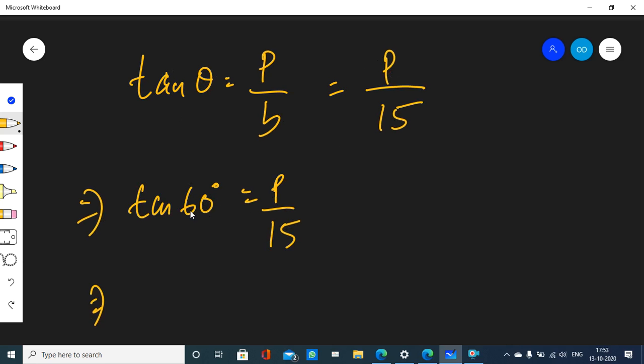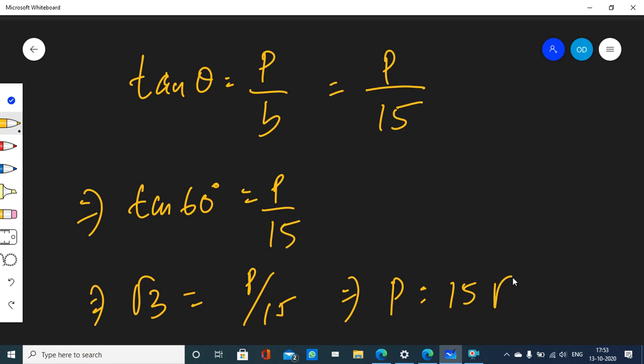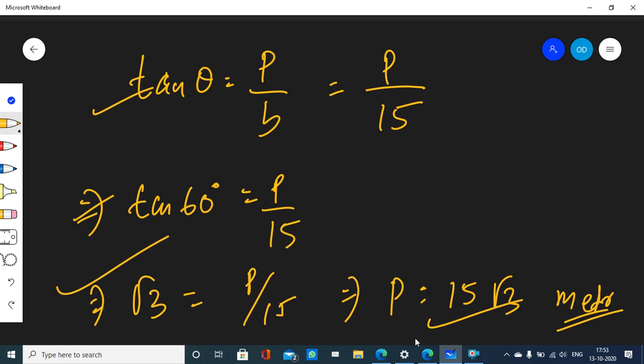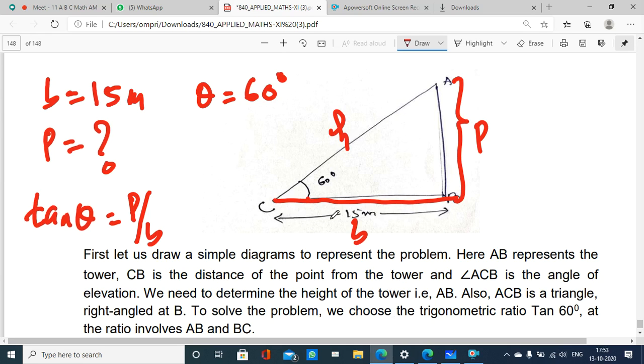And what is tan 60 degree? We know root 3, right? Root 3 is equal to P by 15. Then P will be equal to what? 15 root 3 meter, right? 15 root 3. Clear? Yes, sir.